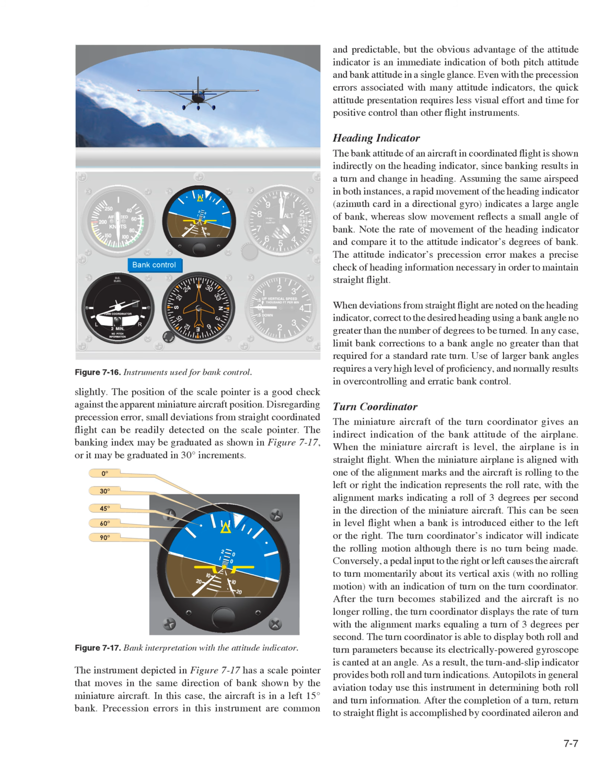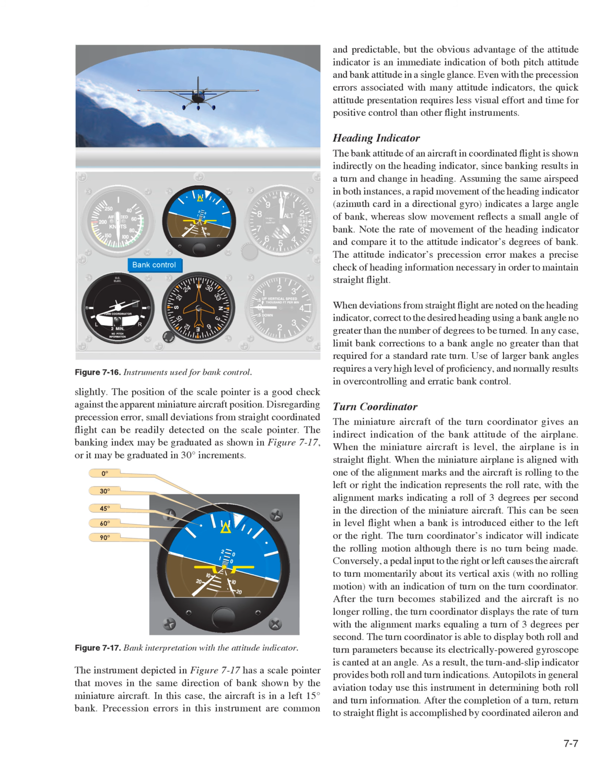Assuming the same airspeed in both instances, a rapid movement of the heading indicator azimuth card in a directional gyro indicates a large angle of bank, whereas slow movement reflects a small angle of bank. Note the rate of movement of the heading indicator and compare it to the attitude indicator's degrees of bank. The attitude indicator's precession error makes a precise check of heading information necessary in order to maintain straight flight.